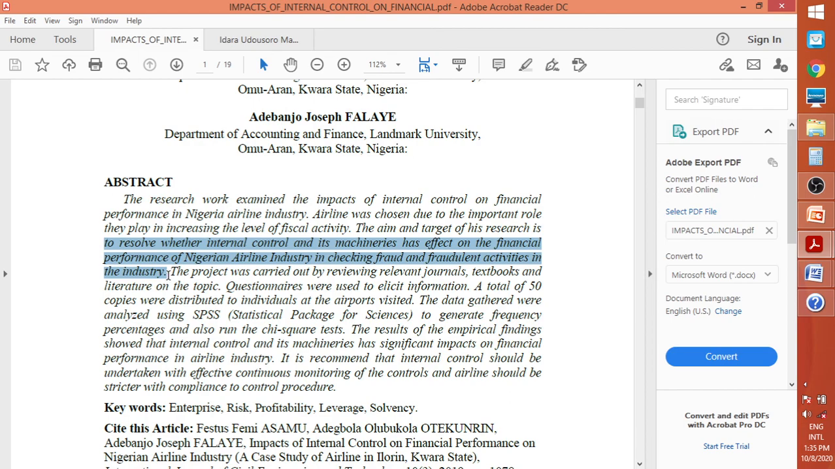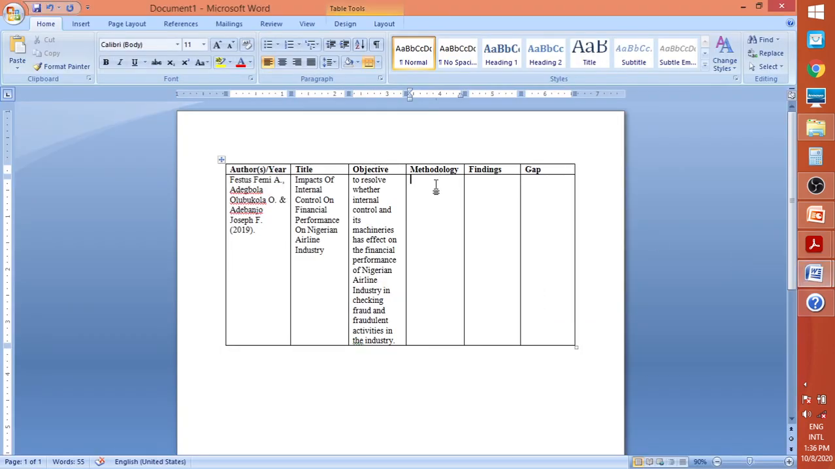So we get back to the article. Now this is where we stopped, so we continue from here. We won't be going backward. We'll just continue from where we stopped. So it says the project was carried out by reviewing relevant journals, textbooks, and literature on the topic. That's not what we're looking out for. The next sentence reads, the questionnaire were used to elicit information. This is what we're looking out for. Remember I told you we want to know, is it questionnaire or interview, that's for primary data, or whether it's annual reports of firms that were used for the article. So they said they used questionnaire, so I'll just copy questionnaire were used to elicit information and paste it here.